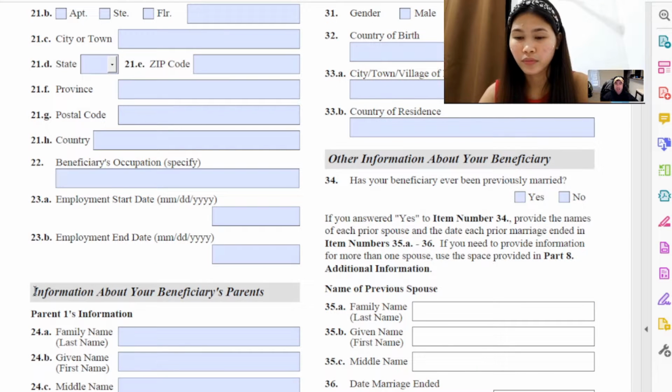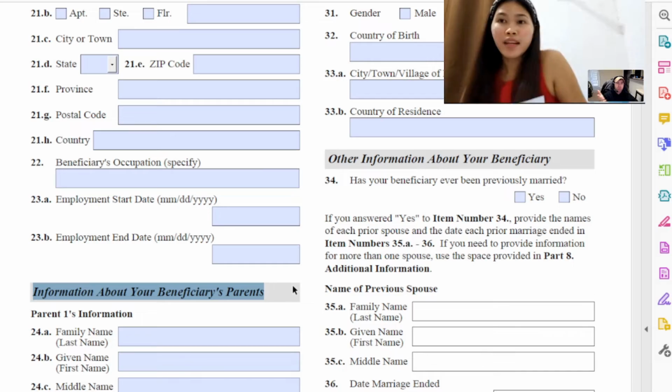Now we're going back down to the parental information, just like I had to do for mine. She has to do it for her parents.